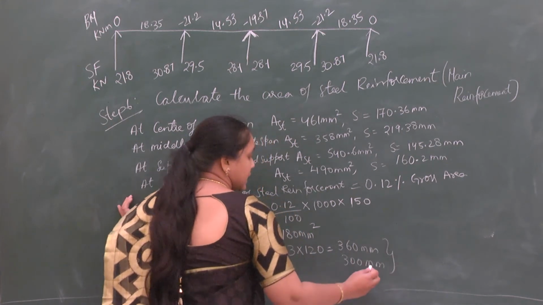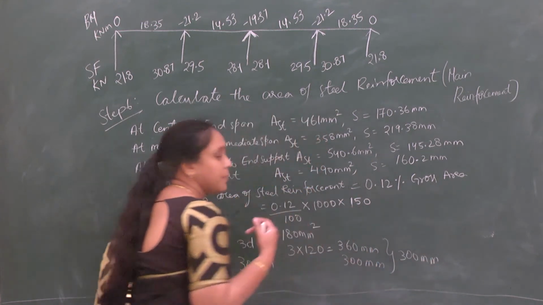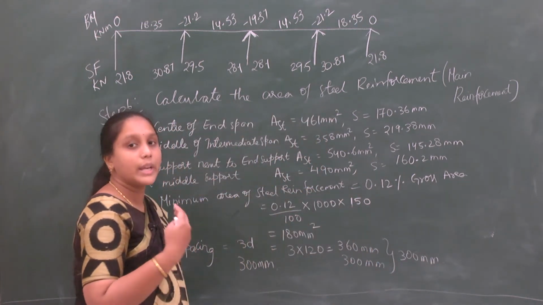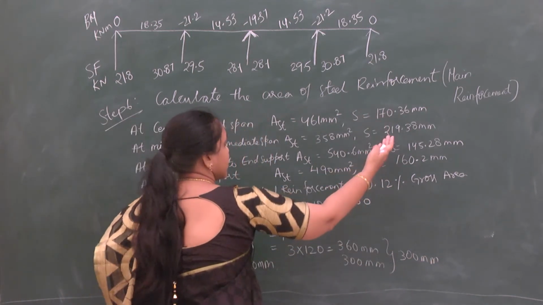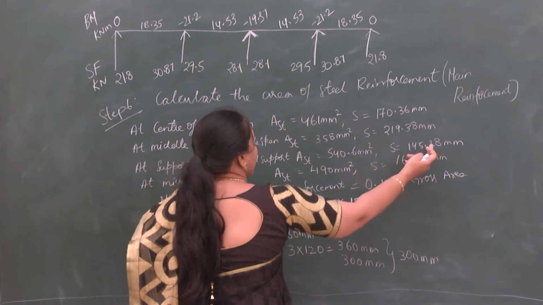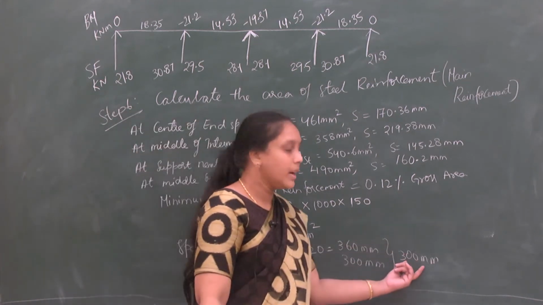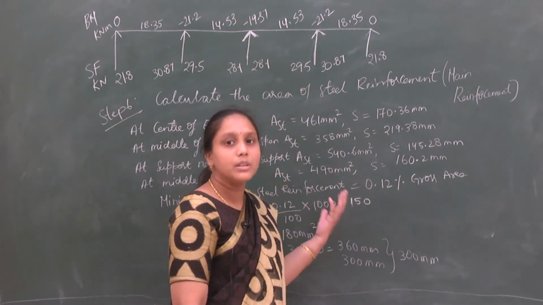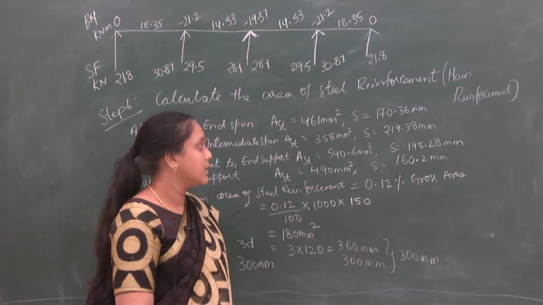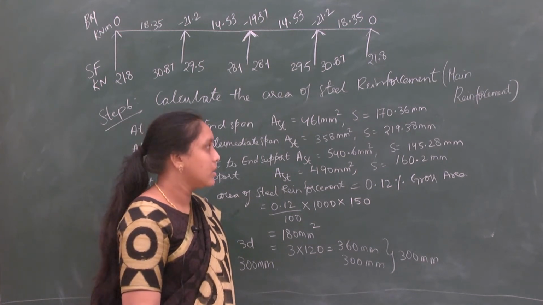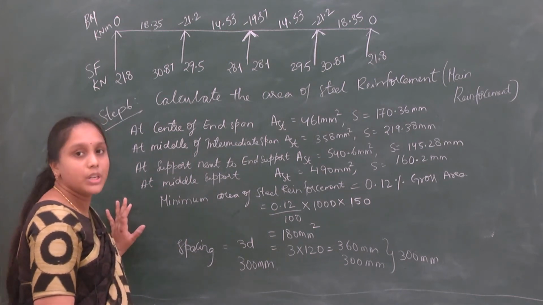So out of these two, which one is less? The lesser one is 300 mm. So the spacing we are providing should not exceed 300 mm. So here the spacings we have are 170.36 mm, 219.38, 145.28, and 160.2 mm, which are all less than 300 mm. That is, the spacing we are providing is not exceeding this value. So hence it is okay.